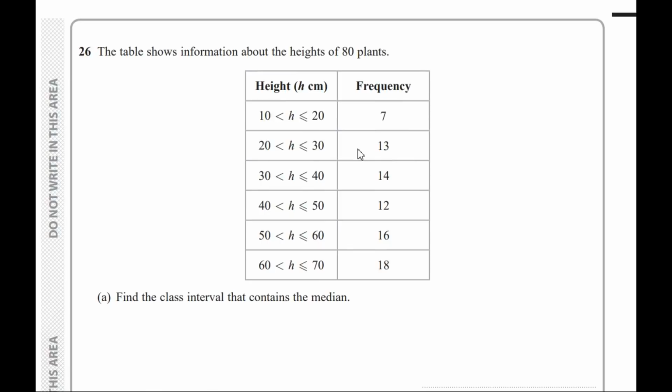So we have 10 to 20, 20 to 30, 30 to 40. Now in order to draw the diagram, we need to use the midpoints. So we need to figure out what the midpoint of each of these class intervals is. And it's quite simple. The midpoint of 10 to 20 is 15, 20 to 30 is 25. So we use the midpoint all the way down here.